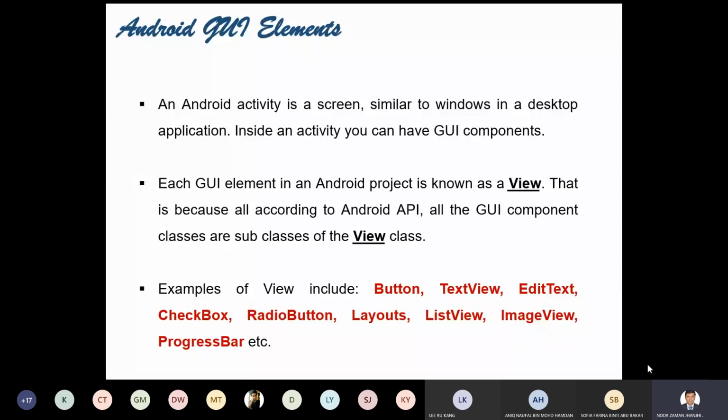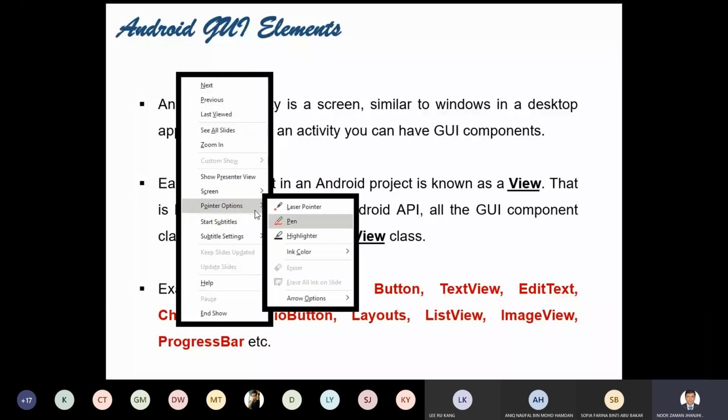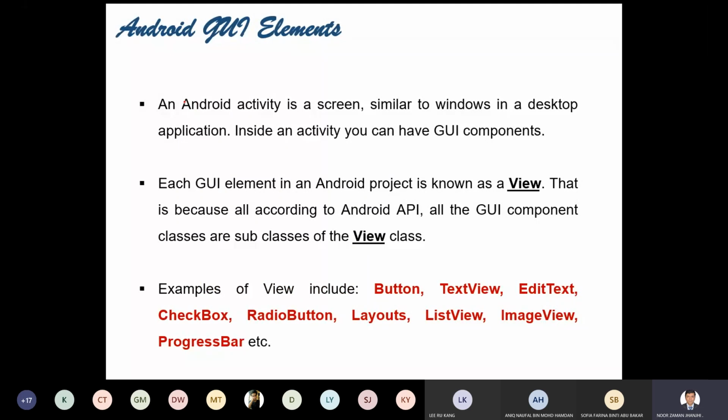Just allow me to make a pointer so it can help you understand the things in a better way. You can see from here that an Android activity is a screen. First of all, remember we discussed previously what the Android activity is. An Android activity is a screen, the active screen. The screen where we can design, where we can put anything, is known as the activity. It is the place where we are arranging the different layouts.